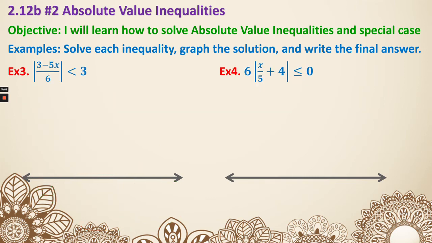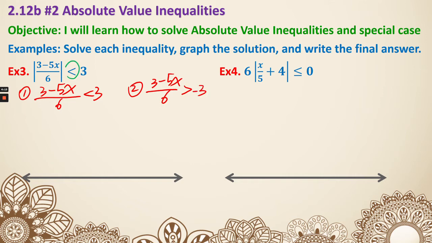Now next, example 3. Well, this one, the left side is already isolated, so we can start by separating the cases. Case 1, (3 minus 5x) over 6 less than 3. Just copy everything down. Case 2, (3 minus 5x) over 6, flip the sign, greater than, flip the number, negative 3. And because the sign was a less than, that means it's going to be and as a connection.